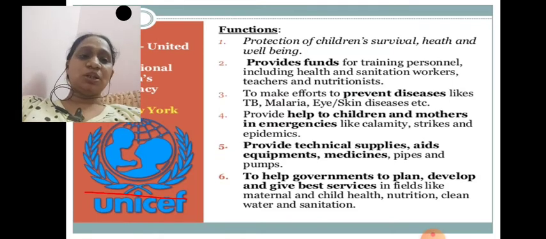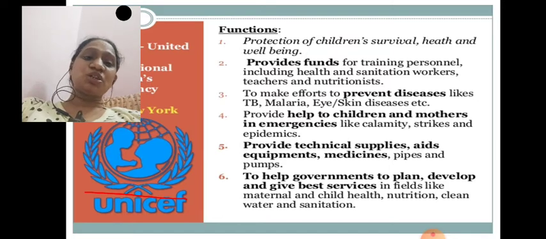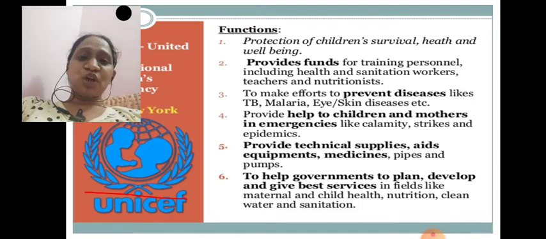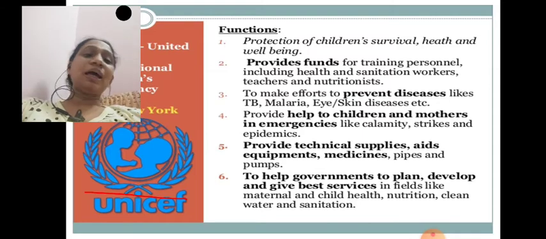सो दे प्रोवाइड देम विद ऑल दीज थिंग्स, मेडिसिन्स, पाइप्स, पम्प्स, okay, to help the government to plan, develop and give the best services in fields like maternal and child health, nutrition, clean water and sanitation. So you can say it provides advice and suggestions to the government on what they can do to make the health of the child and mother proper, how to fulfill their nutrition needs so that they can fight diseases, and how to provide clean water and sanitation.